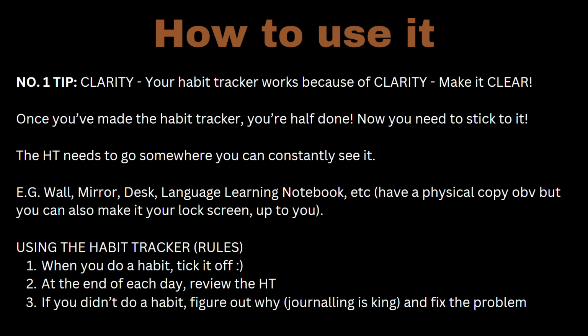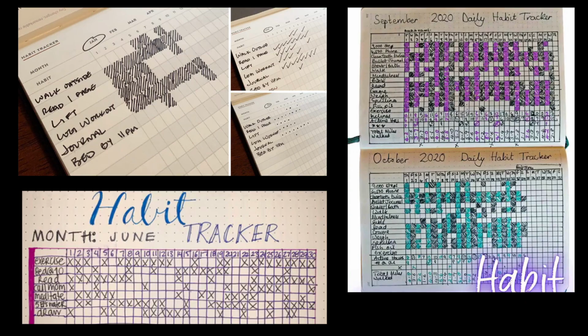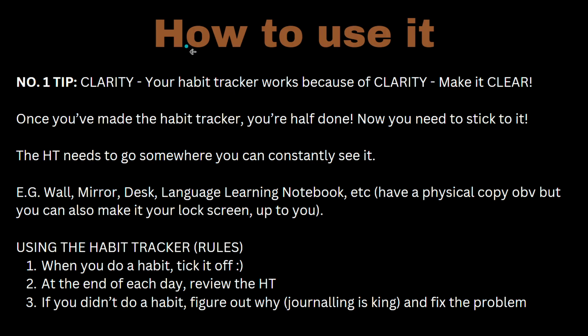do a habit, tick it off. Fairly straightforward, just like how these people have. Put a cross, put a tick, color it in, draw a smiley face, anything like that, tick it off. Rule number 2, at the end of each day, review the habit tracker. So don't just tick it off. At the end of each day, look at the habit tracker and see, have you done everything? Have you missed things? That kind of thing.